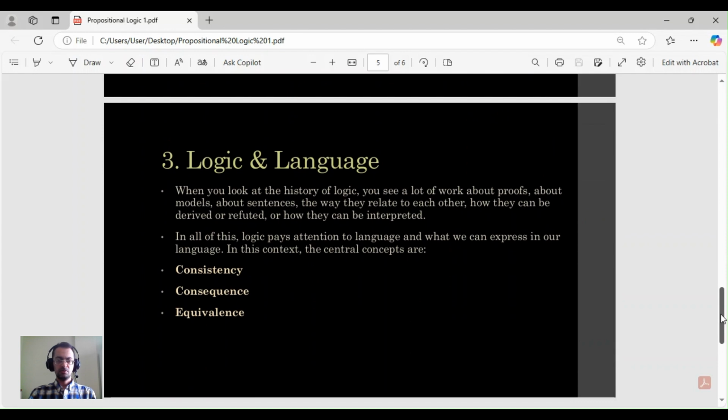And our last but not least subtopic is logic and language. When you look at the history of logic, you see a lot of work about proofs, about models, about sentences, the way they relate to each other, how they can be derived or refuted, or how they can be interpreted. In this context, the central concepts are consistency, consequence, and equivalence.